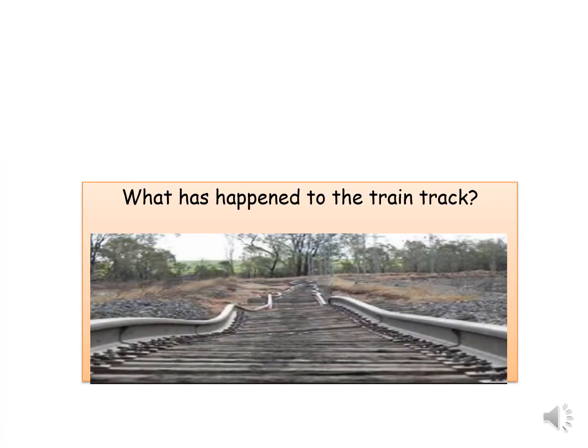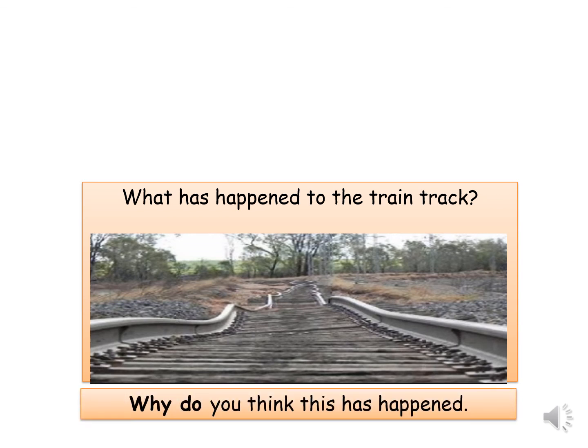Let's go back to the train track. So what has happened? When substances expand or contract, the particles stay the same size. It is the space between the particles that changes. The particles in a solid vibrate more when it is heated. Therefore, in the summer, the train tracks expand and take up more room.